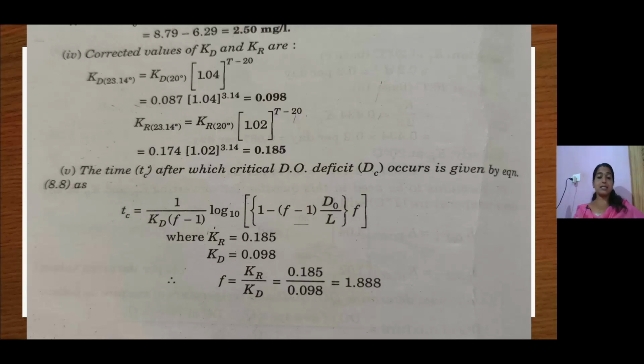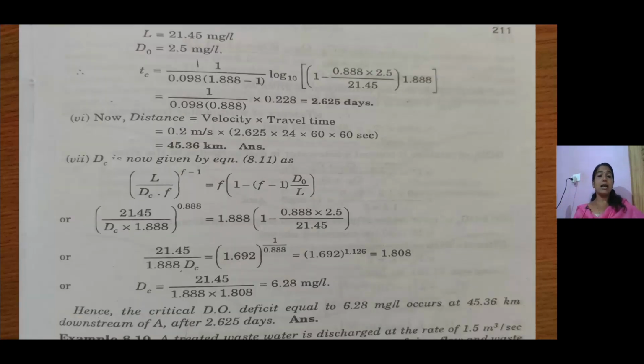And next we have to calculate the TC, that is the critical DO deficit occurs at a time duration TC. That is TC is equal to 1 by KD into F minus 1 log to the base 10 into 1 minus F minus 1 D0 by L into F, where F is KR by KD. The corrected values of KR and KD can be substituted in this equation, and the value of L is already calculated. Substitute all these values and get the value of TC, that is 2.625 days.